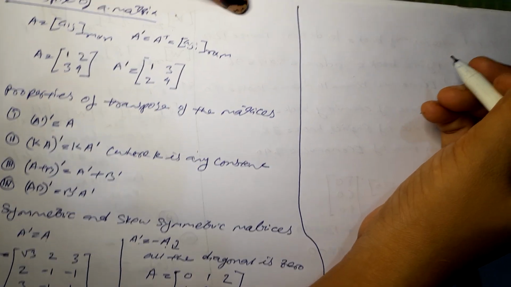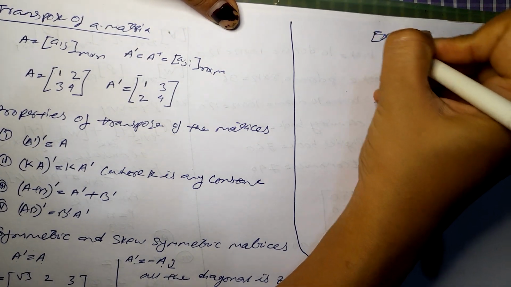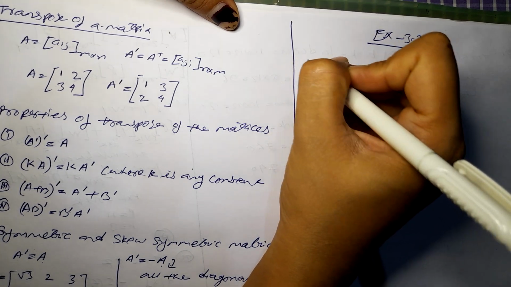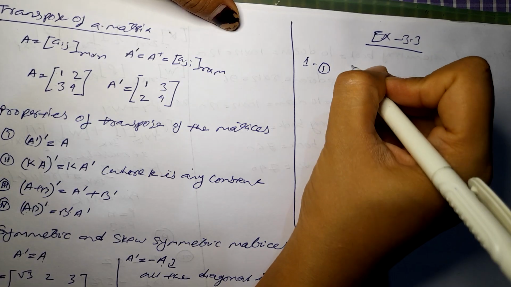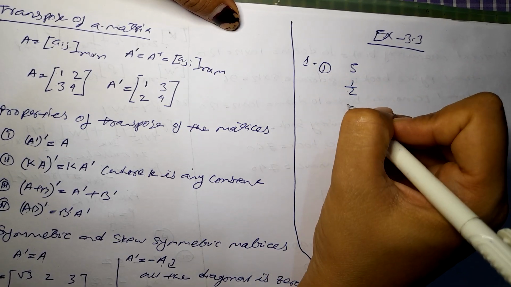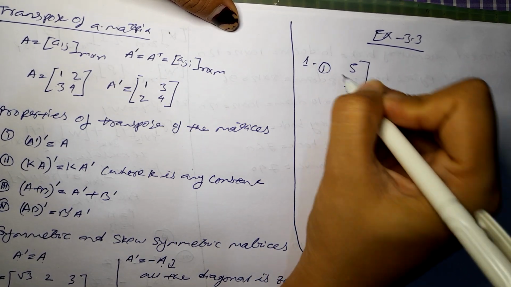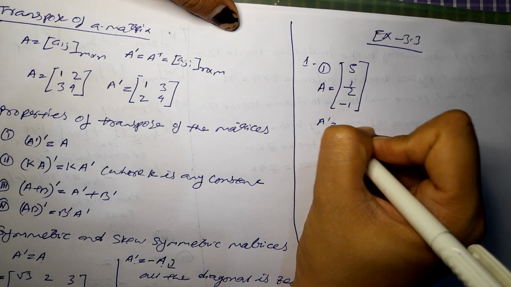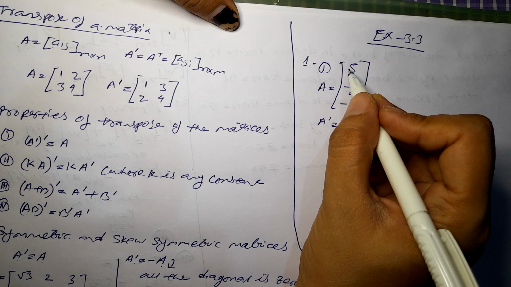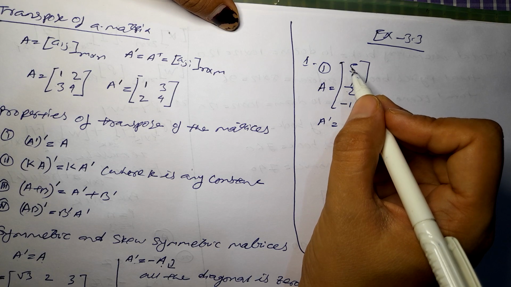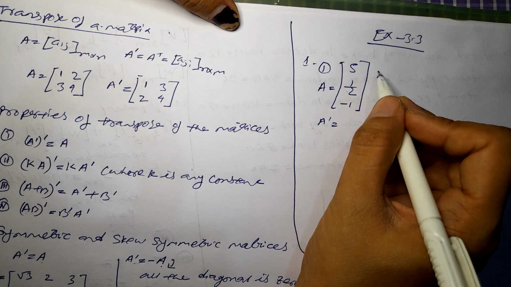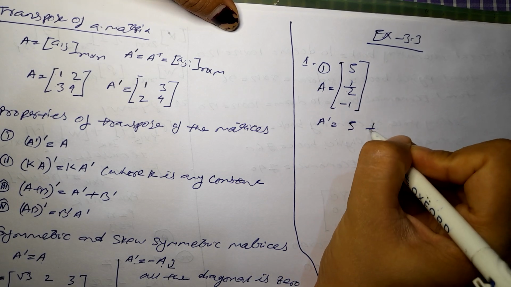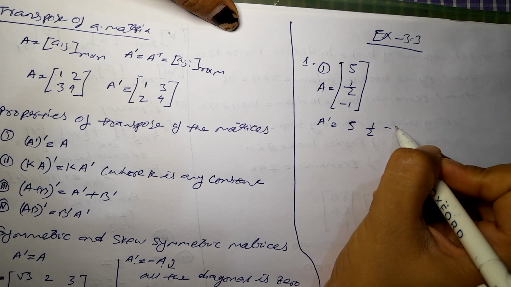Exercise 3.3, question number 1, part 1. It's given 5, 1 by 2, minus 1. So this will be the A. So A is equal to this one, and we need A transpose. The row will become the column. So this is the row, and this will become the column: 5, 1 by 2 and minus 1.